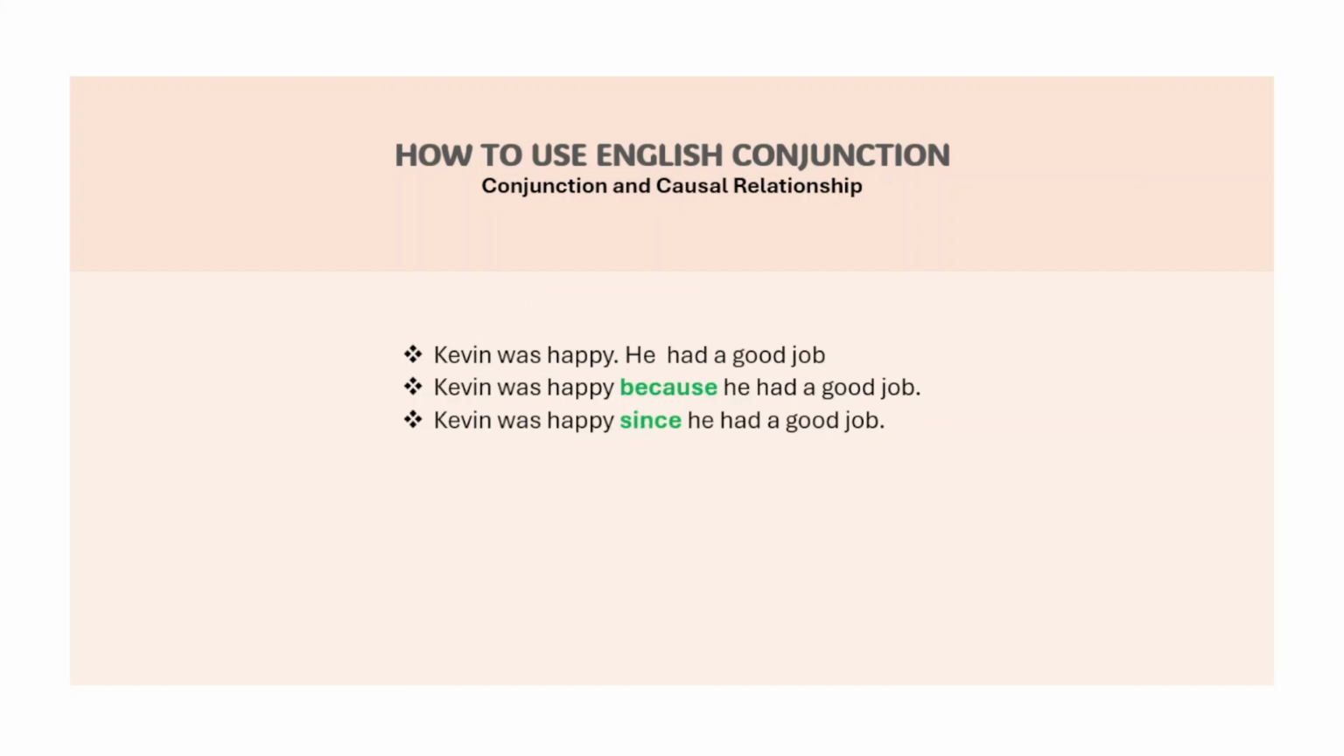Now, this conjunction, we use this, let's say, for a casual relationship. I'm not talking about a relationship where you have a boyfriend or a girlfriend. No, this one is different. When you take a look, Kevin was happy. He had a good job. Now, Kevin was happy because he had a good job. Because is a conjunction. Kevin was happy since he had a good job. So these ones are the conjunctions, in case you don't get it.